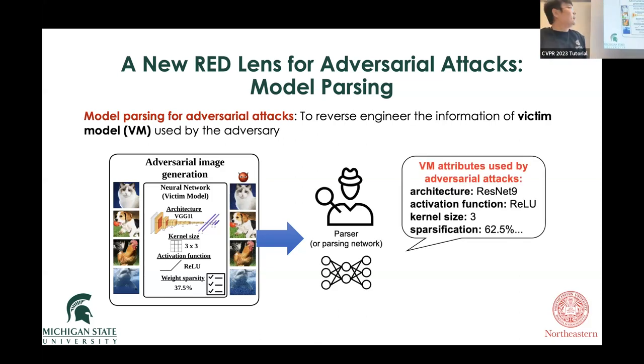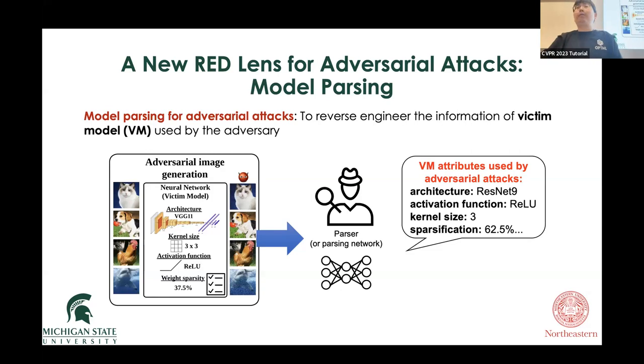So now the question for model parsing is, given the adversarial examples only, can we build up some parser? Can we build up some model parsing network, another neural network, to help us answer the following questions, to help us infer the victim model attributes used to generate adversarial attacks? For example, what architecture type did you use to generate those adversarial examples? What activation function did you use? What kernel size did this victim model use? And what's the weight sparsity? Why do we focus on those model properties? Because they all either indirectly or directly relate to adversarial robustness.